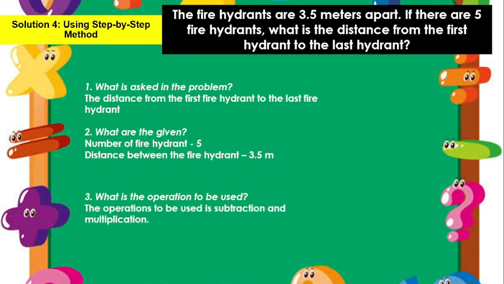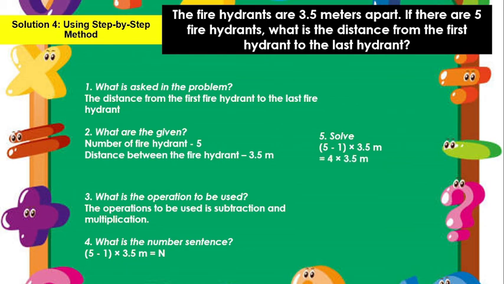The operations to be used are subtraction and multiplication. What is the number sentence? The quantity of 5 minus 1 multiplied by 3.5 meters equals n. So let us solve. The quantity of 5 minus 1 multiplied by 3.5. So 4 multiplied by 3.5 meters. And the answer is 14 meters. So therefore, the distance from the first fire hydrant to the last fire hydrant is 14 meters. Well done!